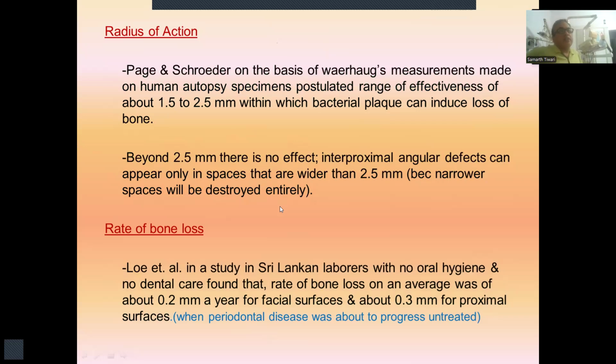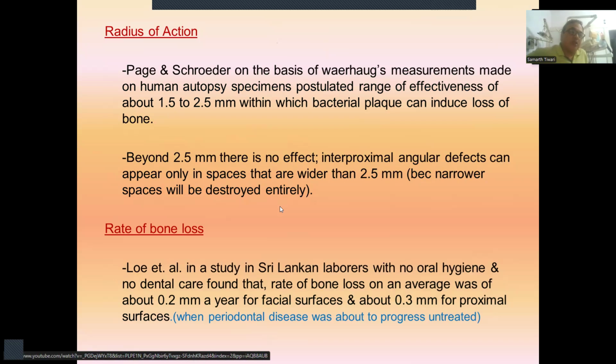What is the radius of action? Page and Schroeder, on the basis of Verhoek's measurement made on human autopsy specimens, postulated a range of effectiveness of about 1.5 to 2.5 millimeter, within which bacterial plaque can induce loss of bone. Beyond 2.5 millimeter, there is no effect. Interproximal angular defects can appear only in spaces that are wider than 2.5 millimeter.